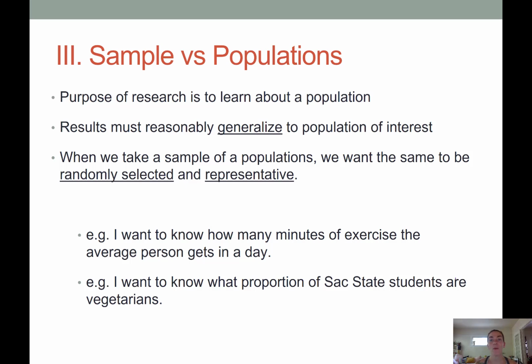I want to know how many minutes of exercise the average person in general gets in a day. So the population of interest here is just people in general, nothing more specific. But let's compare that to the second example I have on the screen.